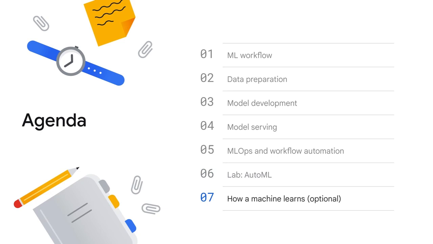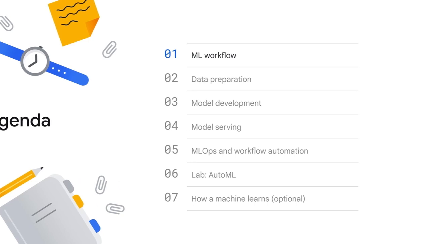Gaining a solid grasp of ML terminology requires a clear understanding of how a neural network learns. This module offers an optional lesson that delves into the neural network's learning process, along with the key terminologies. If you're already familiar with the ML theories, feel free to skip this lesson. Let's get started.